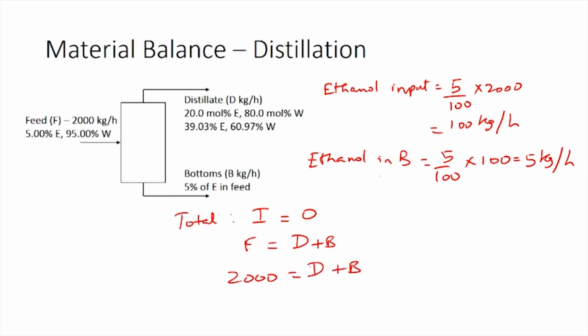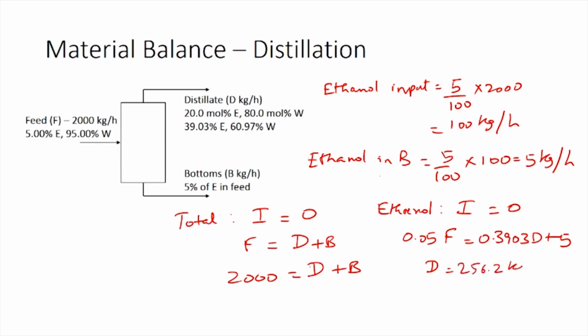We can also write a component balance for ethanol, and that would look like this. Again, input equals output, and input for ethanol is 0.05 times F equals 0.3903 times D plus 5. So, from here we can calculate D as 256.2 kilograms per hour. So, the distillate which is leaving the system is equal to 256.2 kilograms per hour.